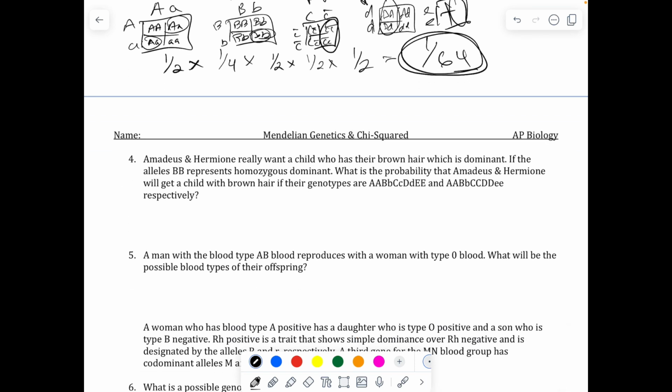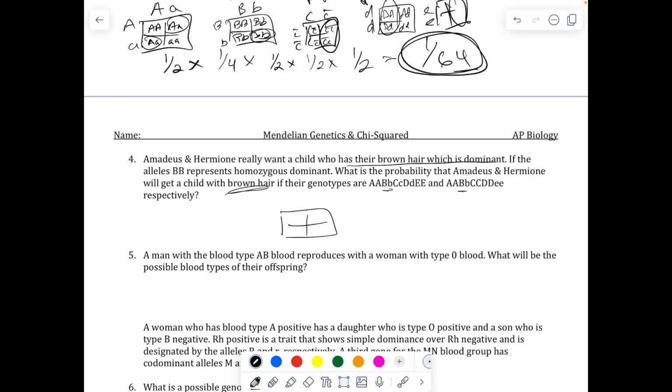The next problem. This one is somewhat of a trick because you don't have to do what I just did in problem number 3 because it's only asking you for one thing. It says they want a child who has their brown hair, which is dominant. And it says, what is the probability that Amadeus and Hermione will get a child with brown hair if their genotypes are this?